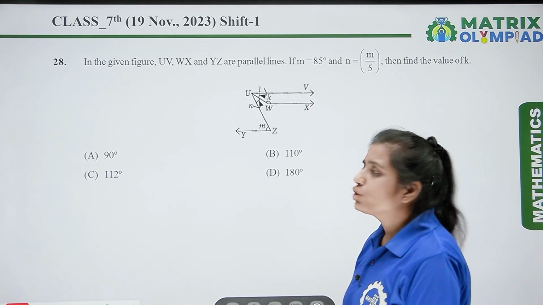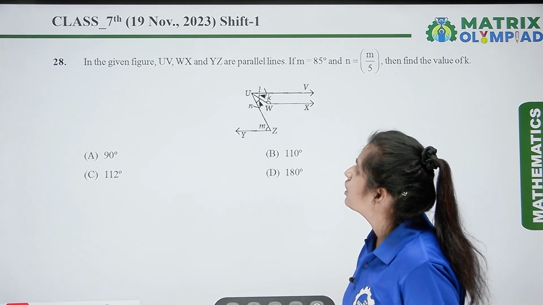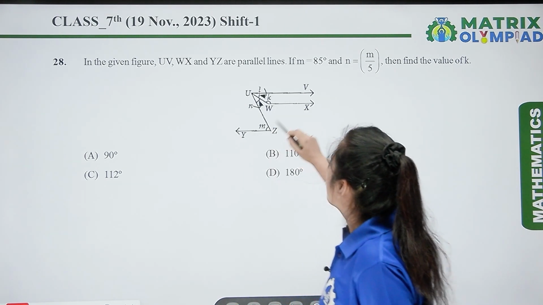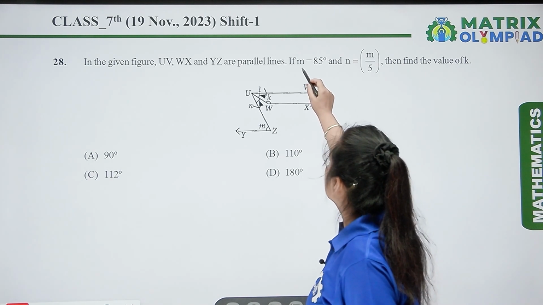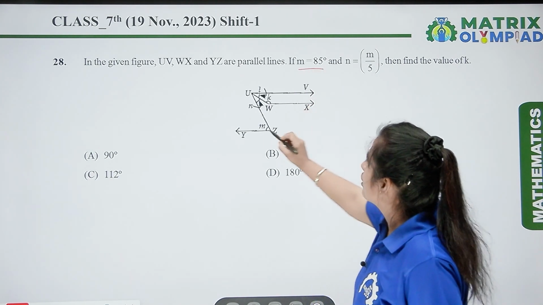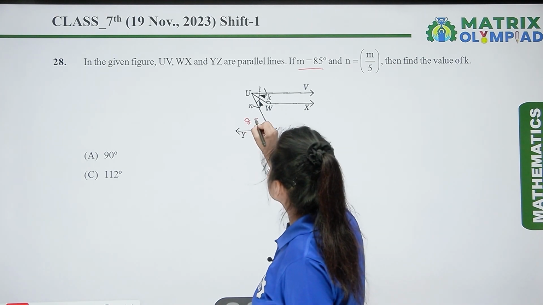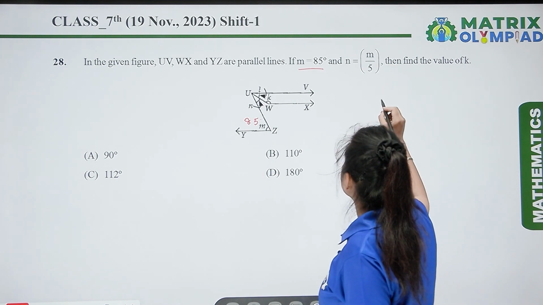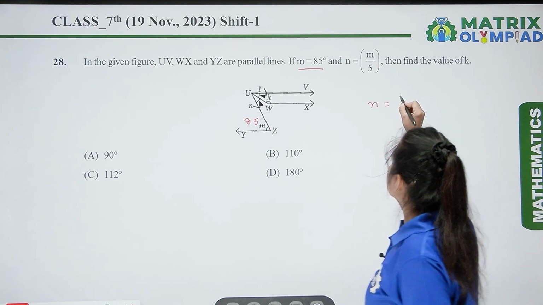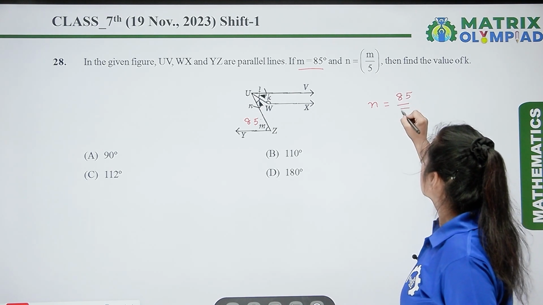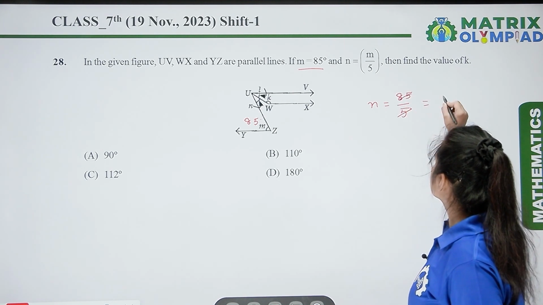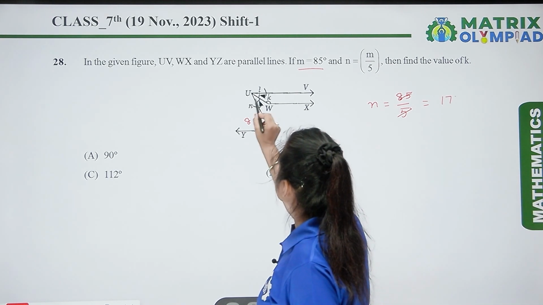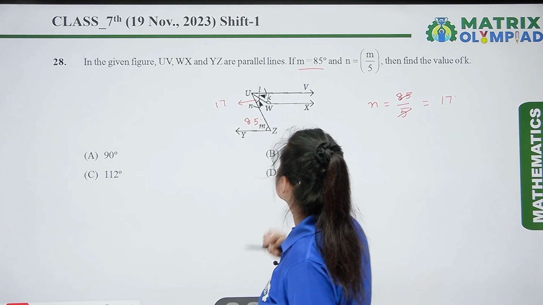Now the next question is question number 28. In the given figure, UV, WX, YZ are parallel lines. Here the value of M is 85, means this is your 85 degree. N is equal to M upon 5. It means M is 85 upon 5, which is 17 degree. So the value of N is 17 degree. Here we can write 17.